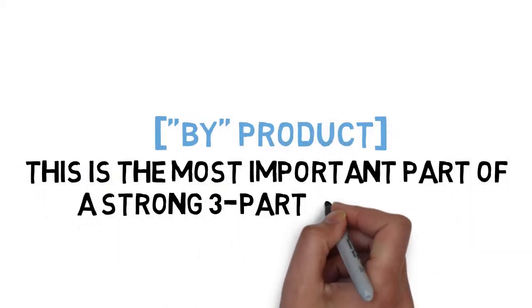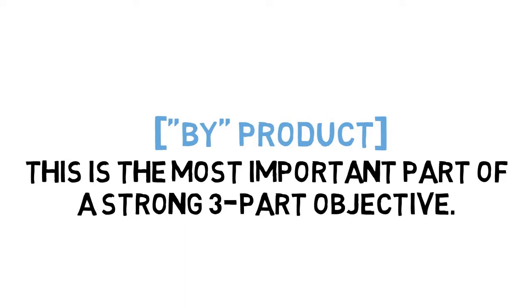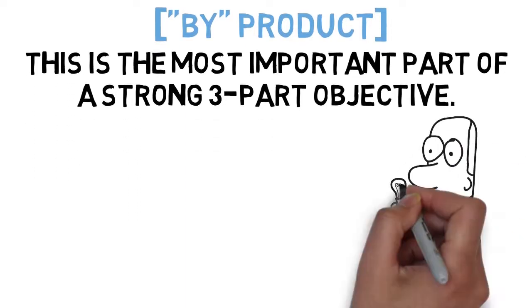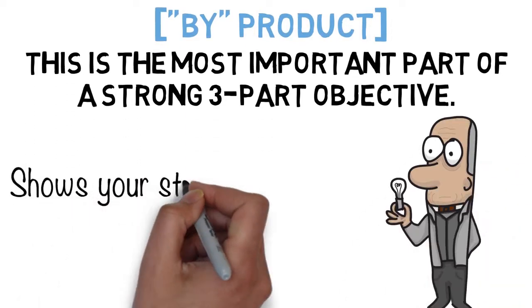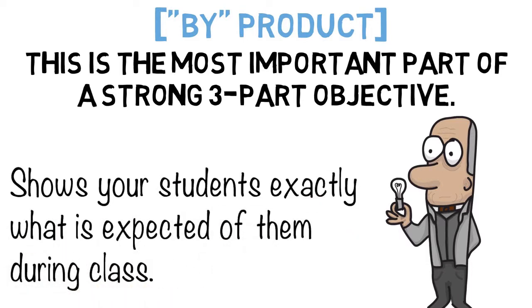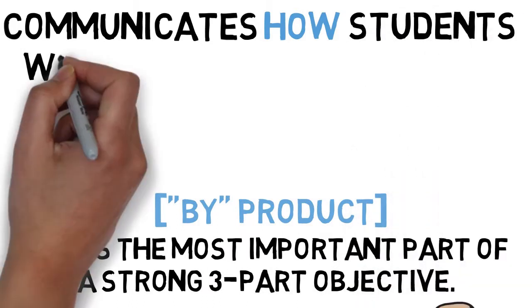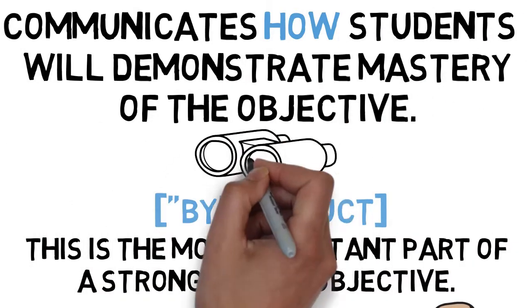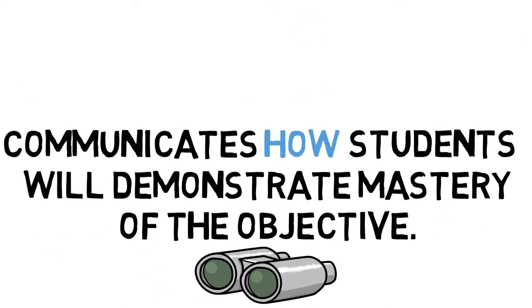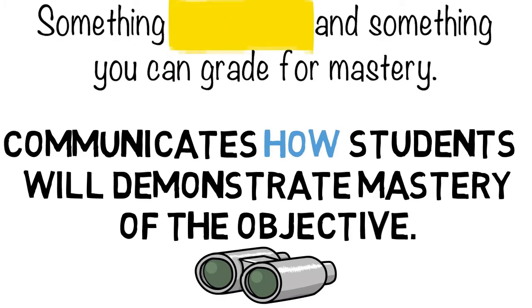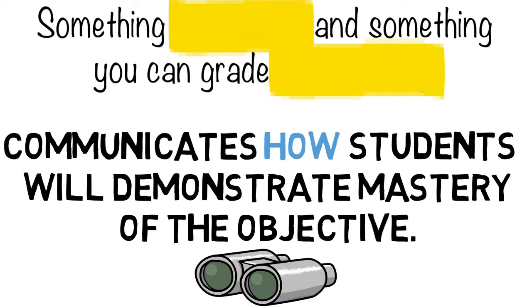And the by. This is the most crucial piece to objectives, and it makes all the difference for effective instruction. A by in your objective shows your students exactly what they'll be expected to do that day in class. It communicates how they will demonstrate mastery of the objective. The by is something observable, some form of student output that you'll review for mastery.